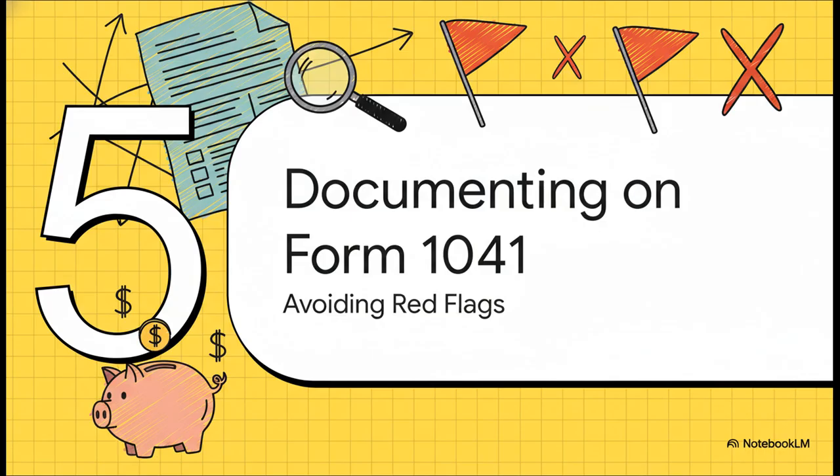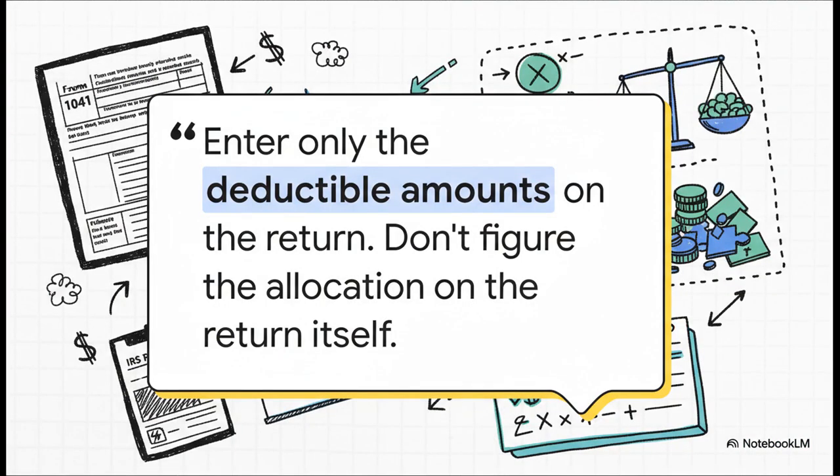All right, we have done all the hard work, we've sorted, we've unbundled, we've calculated. Now, how do we actually put this on the tax return, Form 1041, without setting off alarm bells at the IRS? Well, the IRS couldn't be more clear about this. The instructions for the 1041 say it right there. The numbers you put on the main form, those are the final post-allocation deductible amounts. All the messy calculations, that does not go on the return itself.